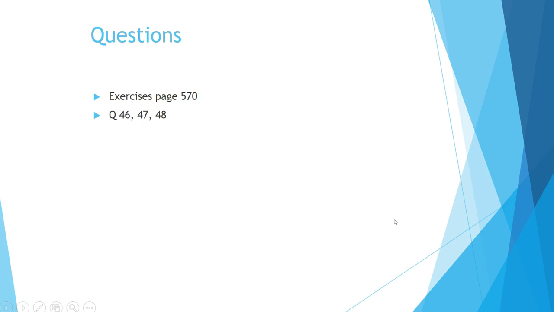These are some exercises to do from your textbook. Hopefully now this is making a bit of sense. Remember, it is practice and getting used to these patterns. So good luck.